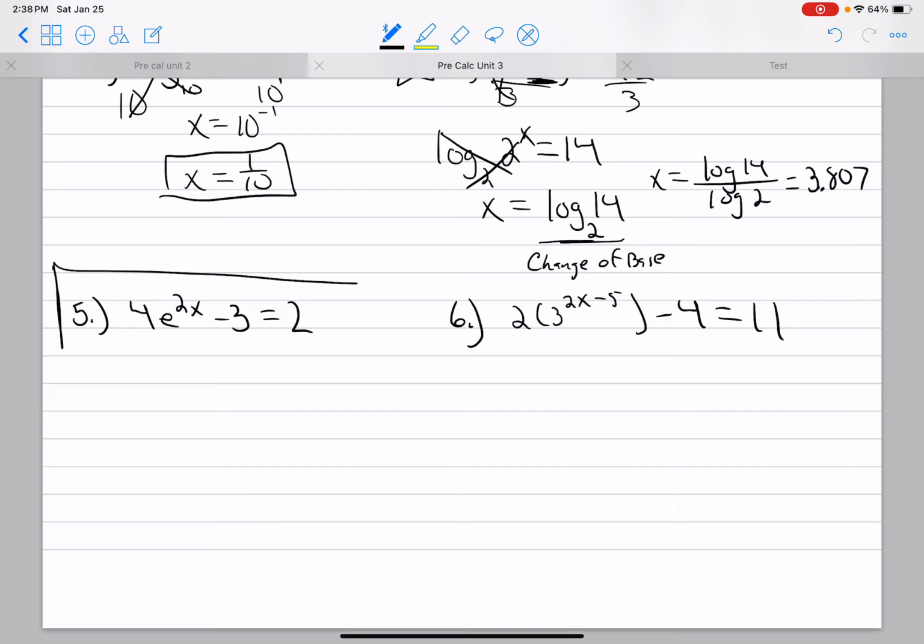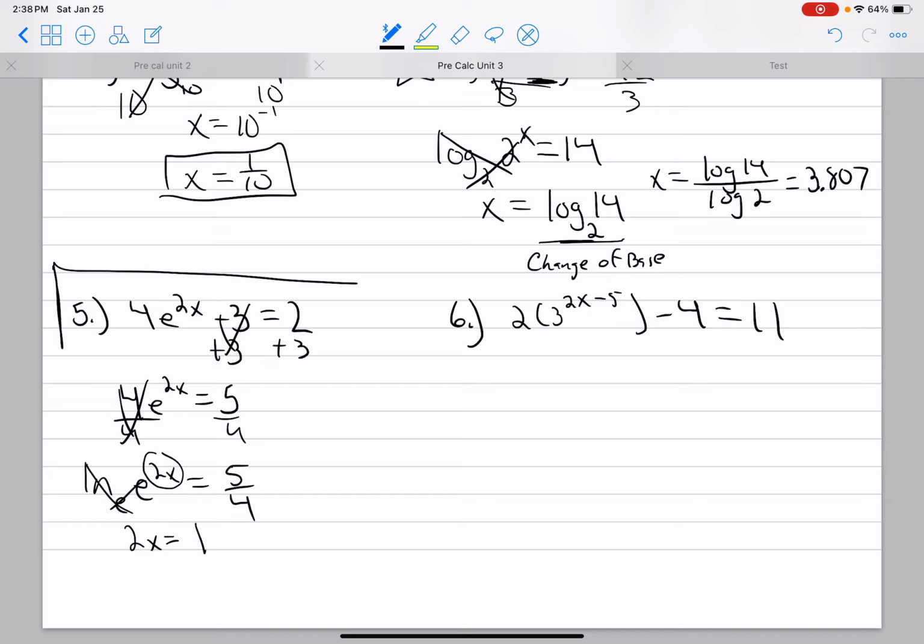All right, cool. So I paused there. Let me get rid of this minus 3. I'm going to do plus 3. So 4 times e to the 2x equals 2 plus 3, which is 5. I got to get rid of this 4. This is just basic algebra. Let me divide by 4. e to the 2x equals 5 over 4. I'm in good shape. But now I got to get 2x on its own. And how do I get rid of base e? I take the ln, base e. Cancel. 2x equals ln of 5/4.